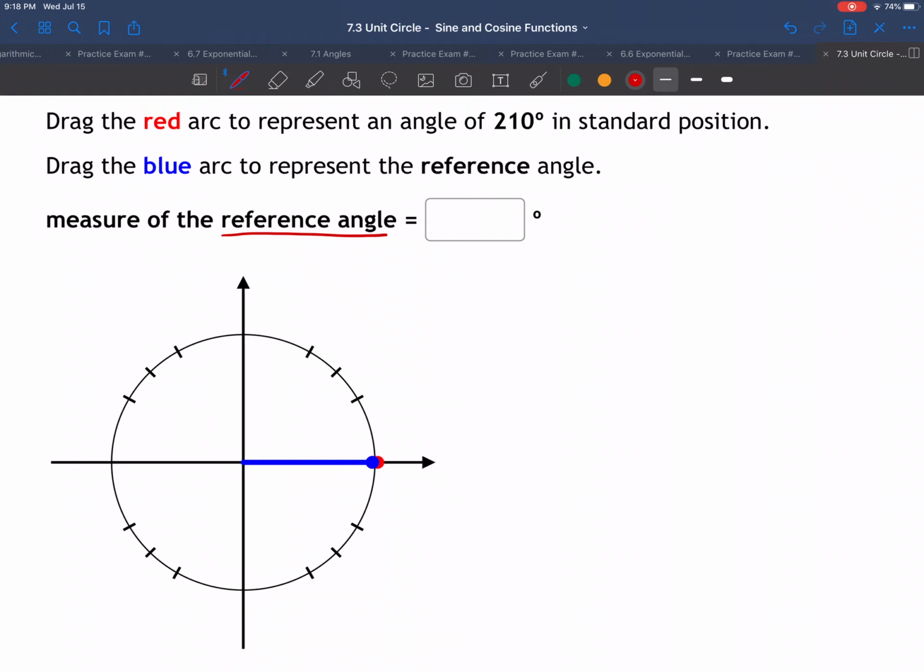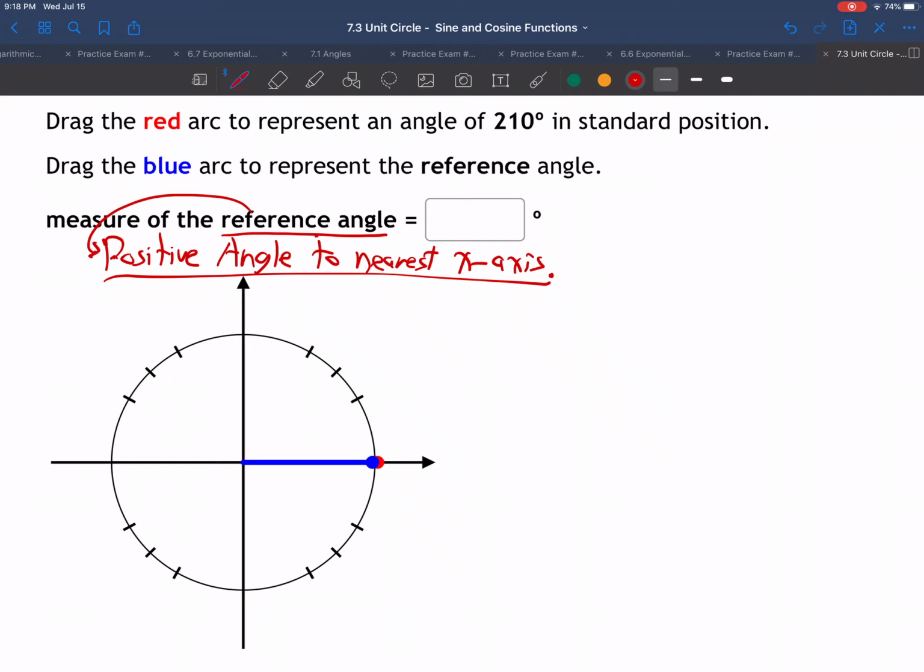A reference angle is the positive angle. Let me write that whole word out to be more clear. It's the positive angle to the nearest x-axis. That's what a reference angle is. It's the positive angle to the nearest x-axis.